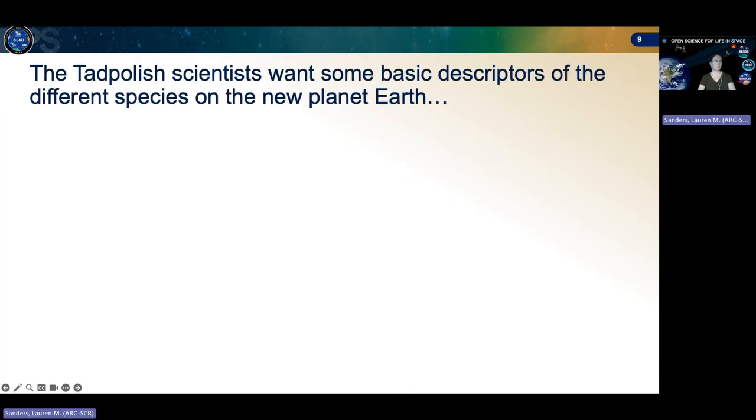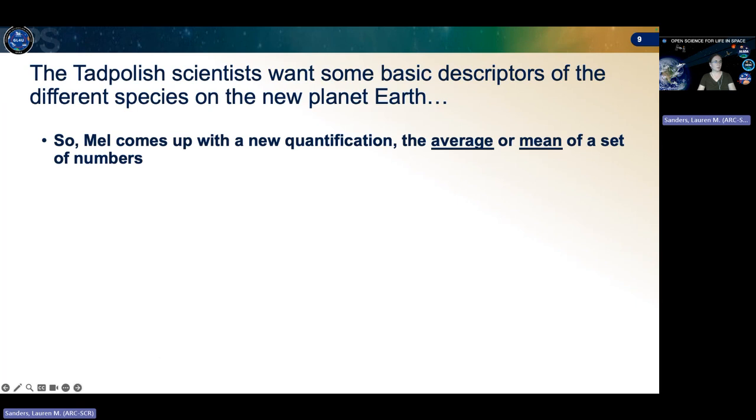So taking a look at this data set, it's just too much to comprehend all at once. So the Tadpole scientists want some basic descriptors just to give them an idea of this new species on planet Earth. So Mel starts coming up with different ways to quantify or describe this data. The first quantification that Mel comes up with is the average or the mean of a set of numbers.